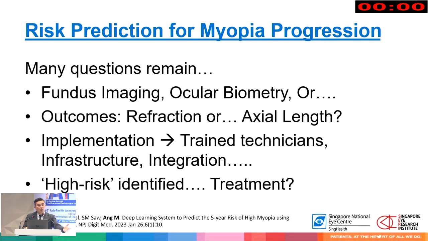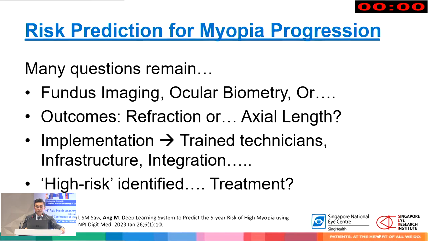camera. These are all promising, but of course we have to be aware that there are a lot of questions that remain. As I mentioned before, fundus imaging is not routinely practiced in many myopia screening programs in East Asia, but is slowly becoming recognized as important. Should we be looking at refraction or axial length as an outcome? And how do we train technicians to implement such infrastructure to enable the implementation of AI?